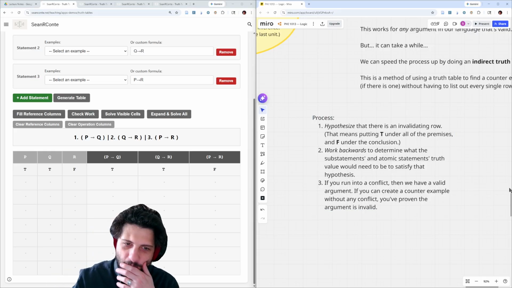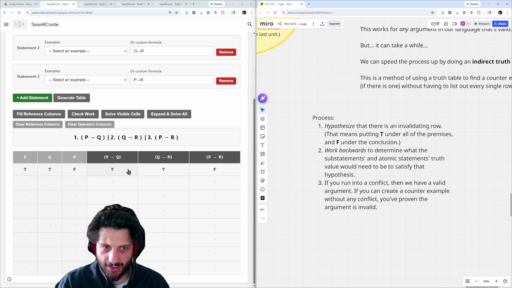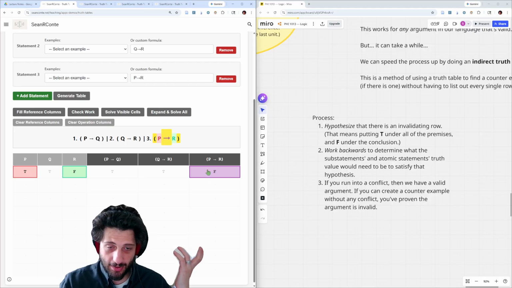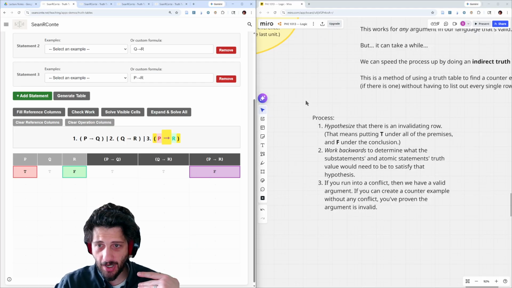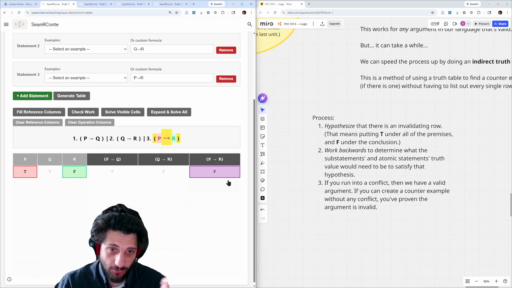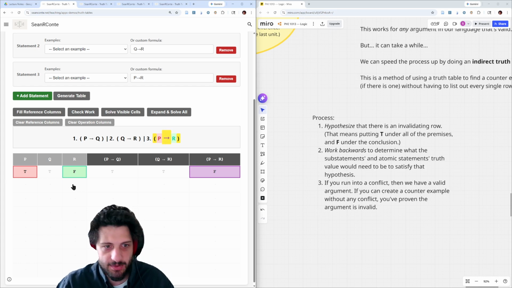Okay. Right? So that's our process. We're going to just start off by saying, well, suppose that the premises were true and the conclusion's false. And based on that, we're just going to work backwards using our foundational truth tables. We're going to say, okay, if you're going to tell me that this is false or that that's true, well, what would these things have to be?